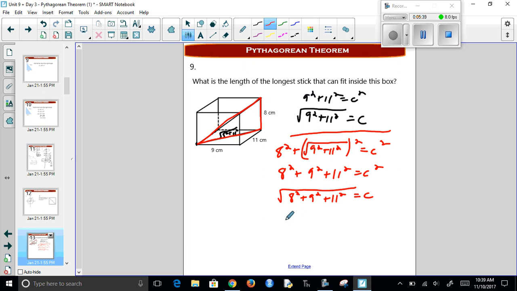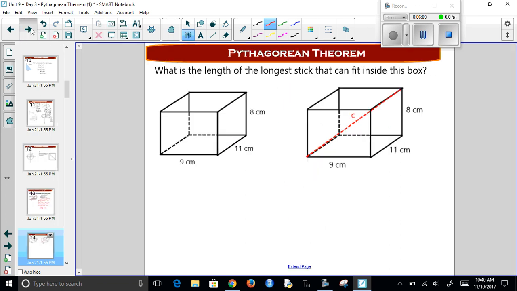So we could do it out. We have 64 plus 81 plus 121. And so this is going to be the square root of 266. And I'm not quite sure if anything divides evenly into that. I think that might be perfect as it is. I think that's simplified.